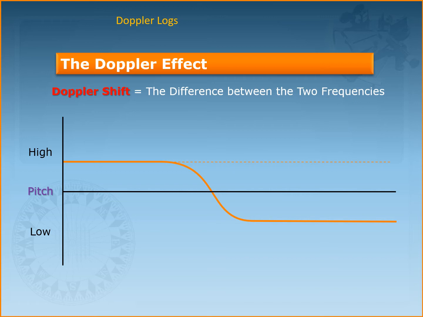Now this is the Doppler effect, and the difference between the frequencies is known as the Doppler shift. Because if you measure the frequency difference accurately, then the speed of the source of the sound, or in our case the speed of the vessel, can be found. Let me show you how it is done.